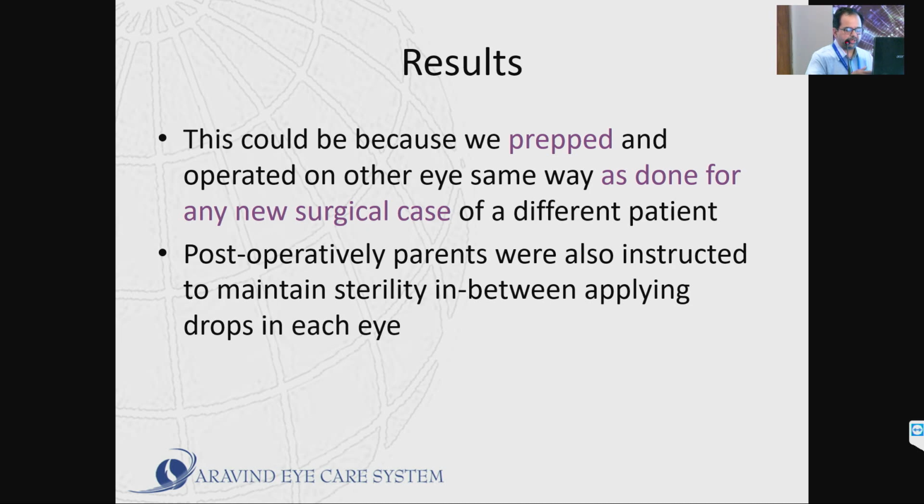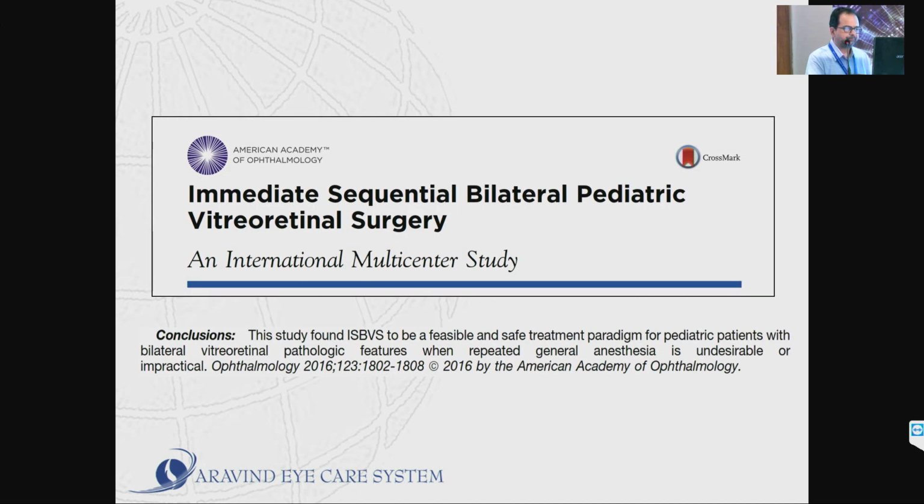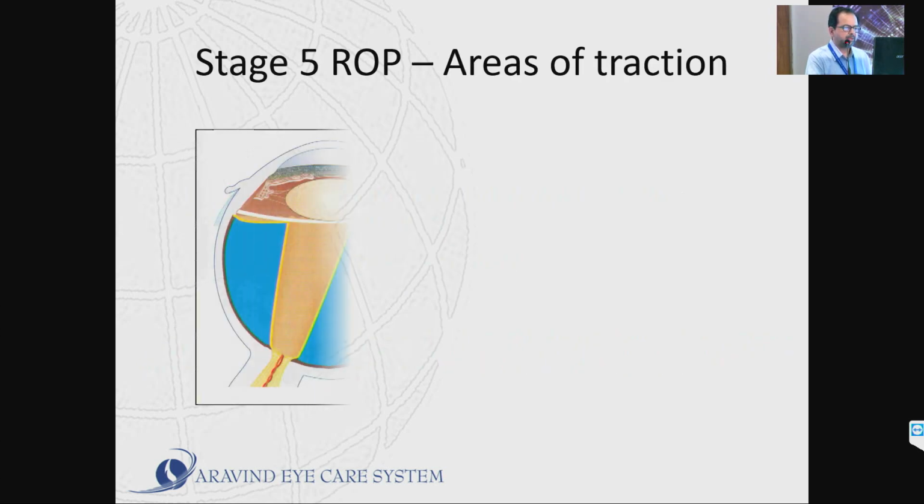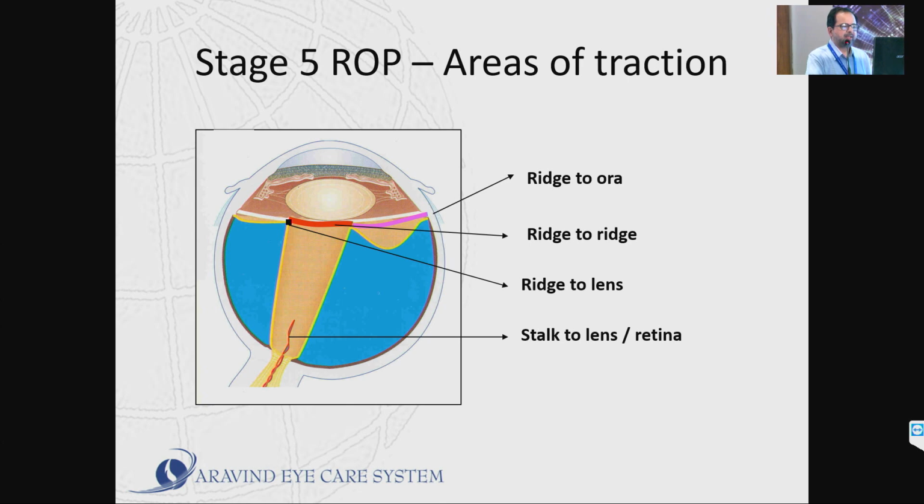And we are doing it now very routinely, and we haven't seen any endophthalmitis. And you have to tell the parents to use separate eye drops, right eye and left eye, mark them, not to mix them, and wash the hands in between. So now it is accepted globally, not only for ROP but for many pediatric detachments, you can do a bilateral sequential vitreoretinal surgery. Now coming to stage 5, again it's the same thing.